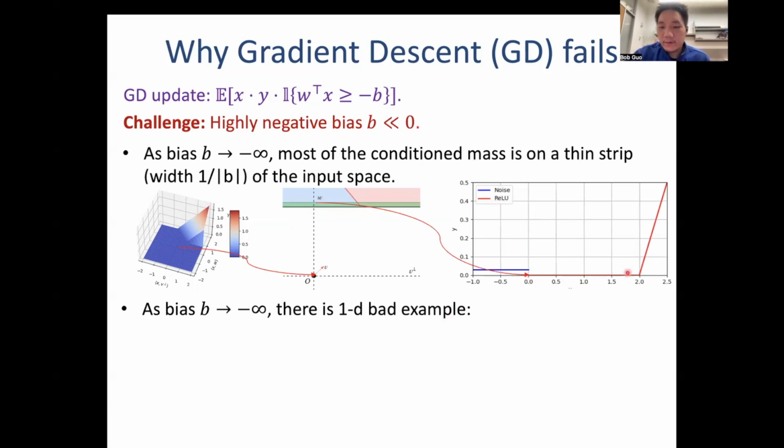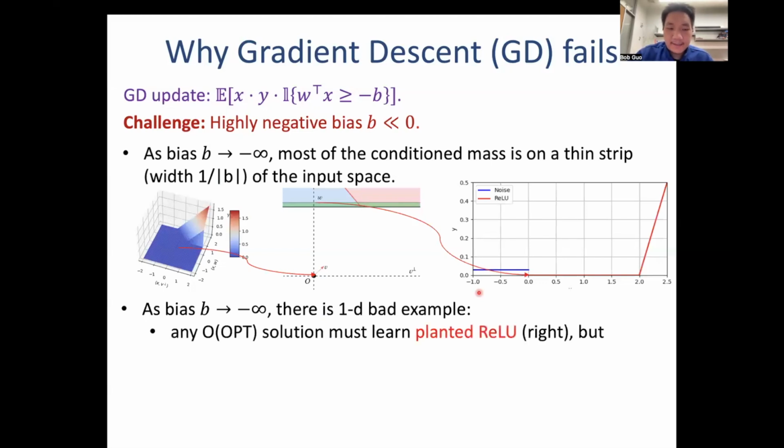There is a planted ReLU to the right, and there is a uniform, very small noise that gives a positive value to all the negative x. So on this one-dimensional bad example, any constant approximation to opt must learn the planted ReLU that goes to the right. That means that if you find something very flat that goes to the left, that is still not a constant approximation because you failed to learn what is on the right.